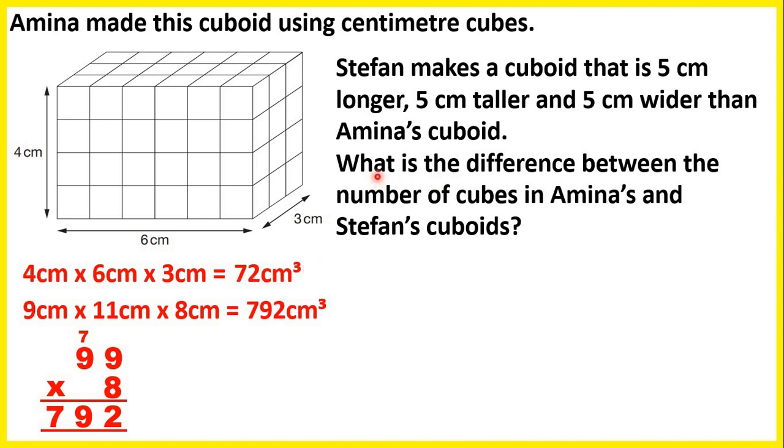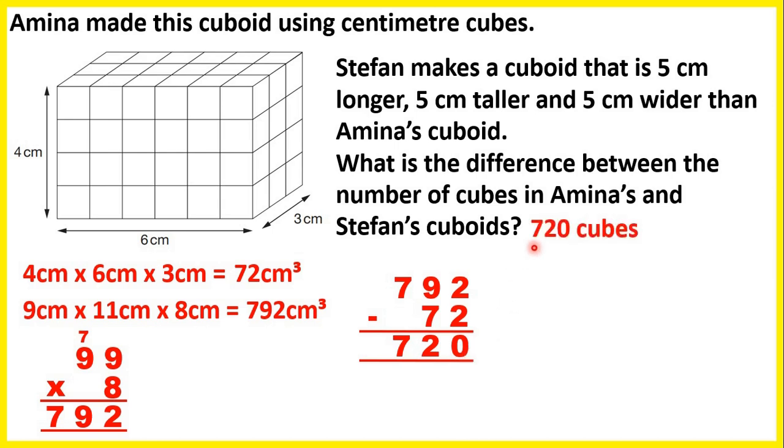So we want to know what is the difference, and we find the difference using subtraction. So if we subtract 72 from 792, we get 720. So the difference is 720 cubes.